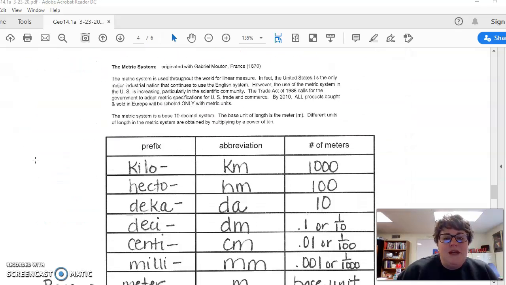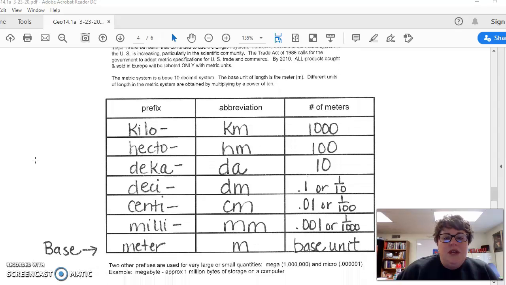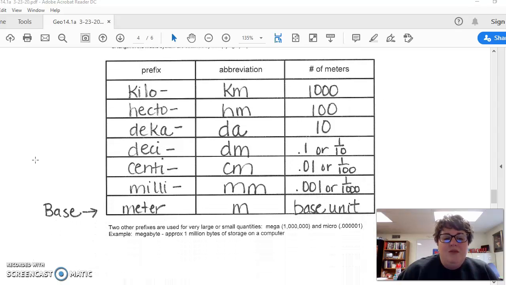Okay, if we switch to the metric system, you can read through that, but here's kind of a table for you. Your base measure is meters, okay? And meters would come in between deca and deci. So kilometers, hectometers, decameters, and then that's where your base unit would come in.